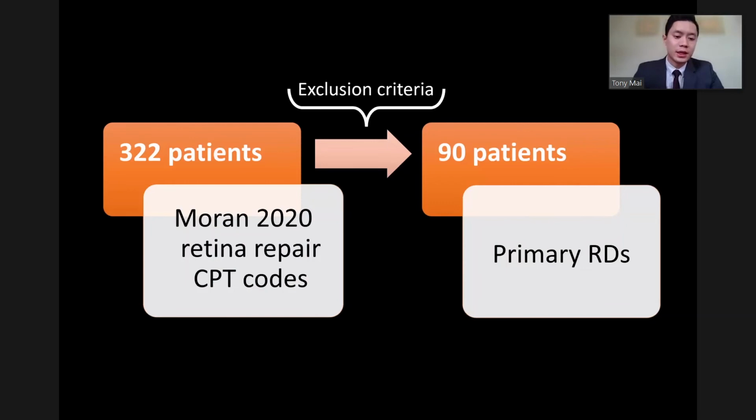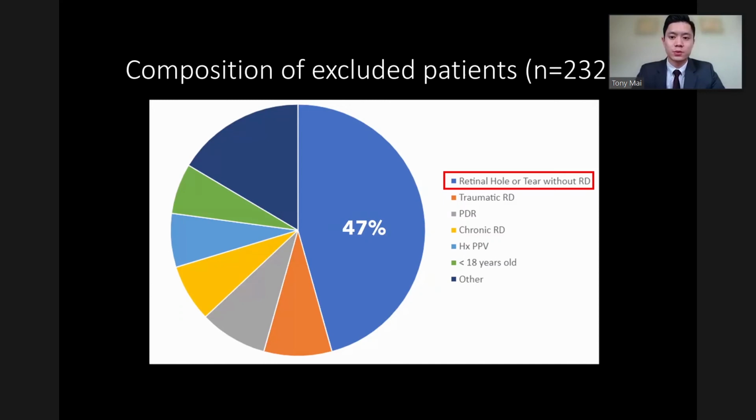So the CPT codes that were done by the Epic query with Matt Baugh turned out 322 patients that had those procedures done in 2020. We ran those through the exclusion criteria with chart review retrospectively, and that turned out 90 patients with primary RDs after we had excluded these patients, which were 232, out of which 47, the majority of them, had retinal holes or tears, but without a true RD. And the rest ranged from having traumatic RDs to chronic RDs, proliferative diabetic retinopathy with tractional RDs or pediatric patients. And there was a lot of overlap between these also.